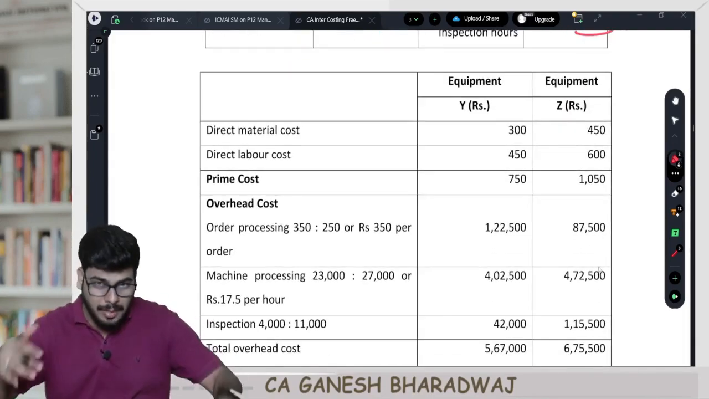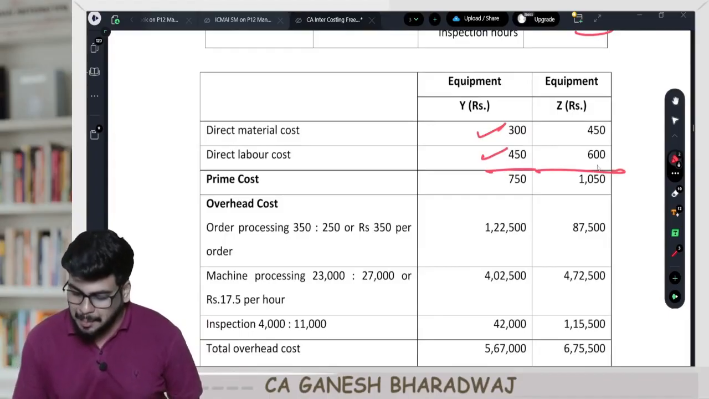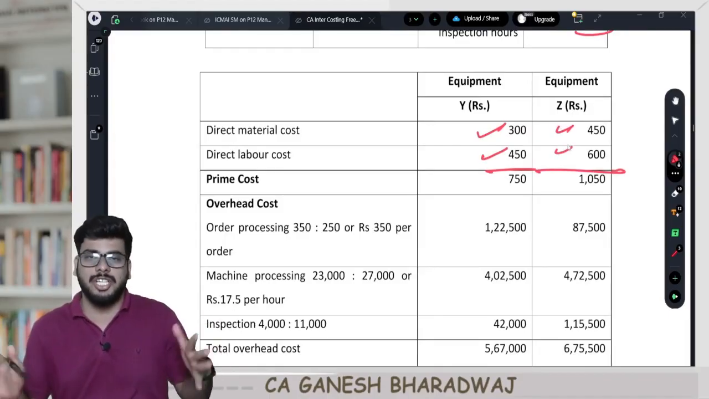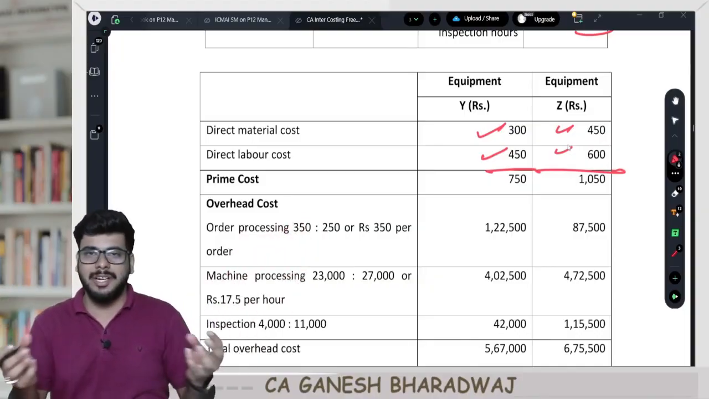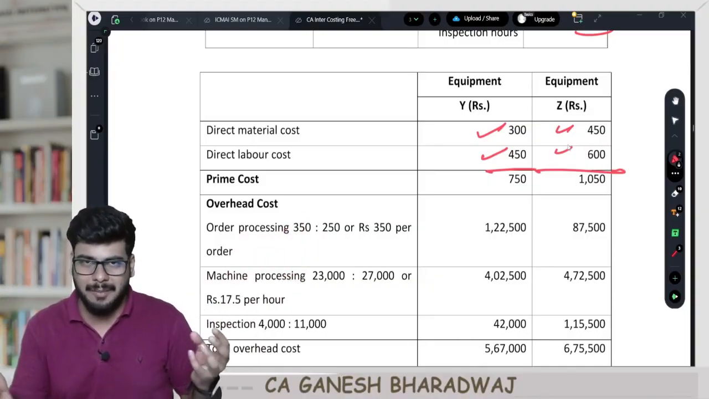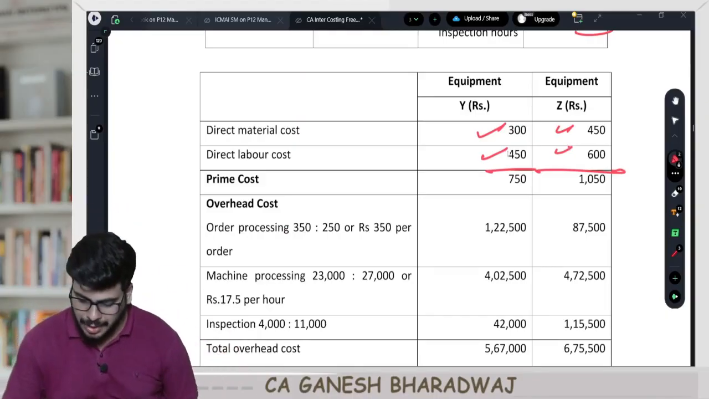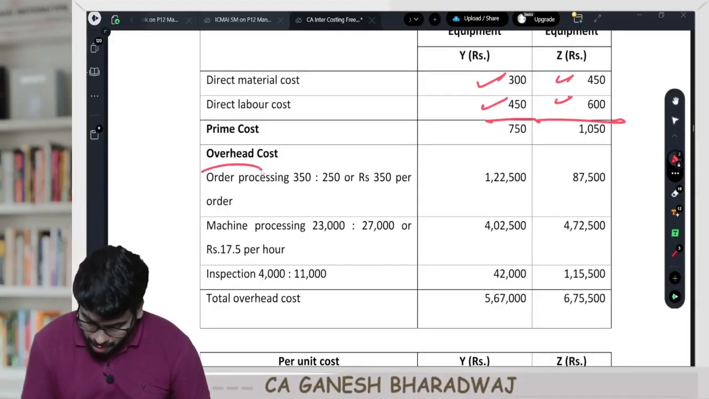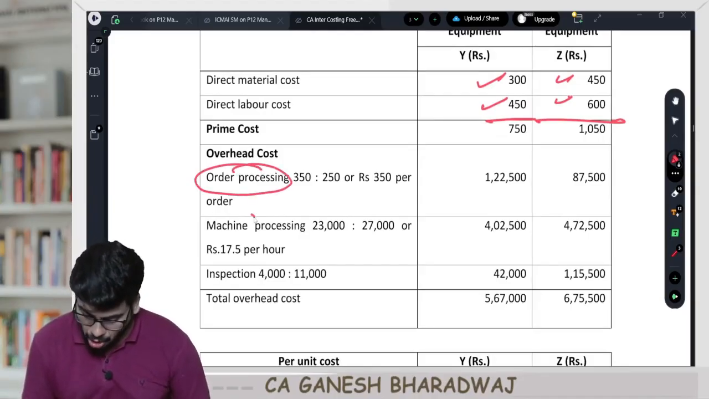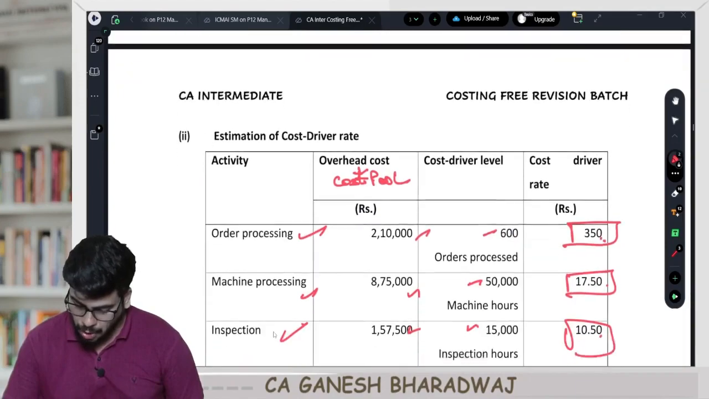Under the ABC system, my direct material, direct labor, and the prime cost components will not change, whether I follow traditional costing or ABC, because traditional overhead costing and ABC deal only with the overhead component. They don't deal with the prime cost component. Now you have the 3 products and the 3 activities: order processing, machine processing and inspection.